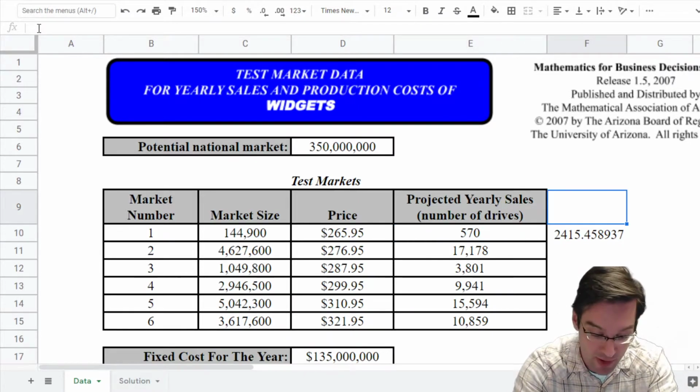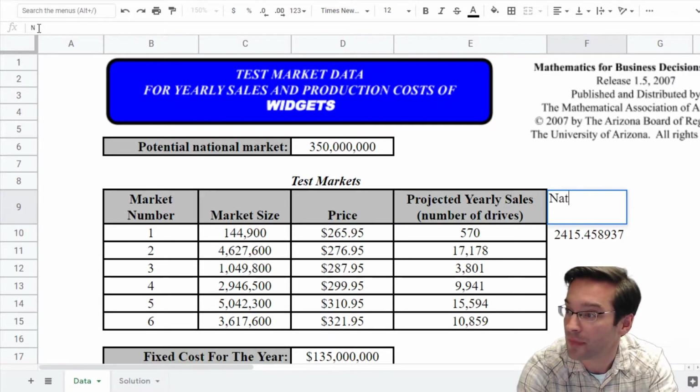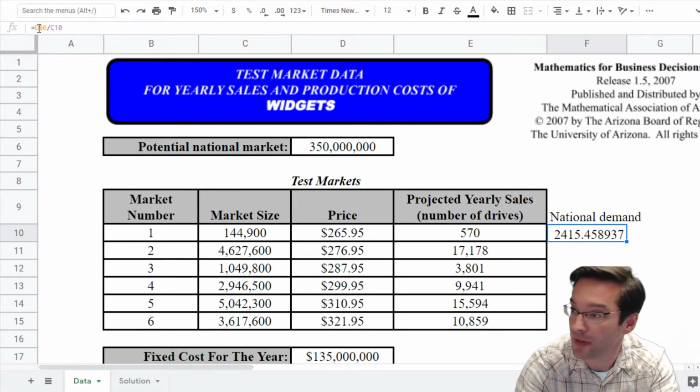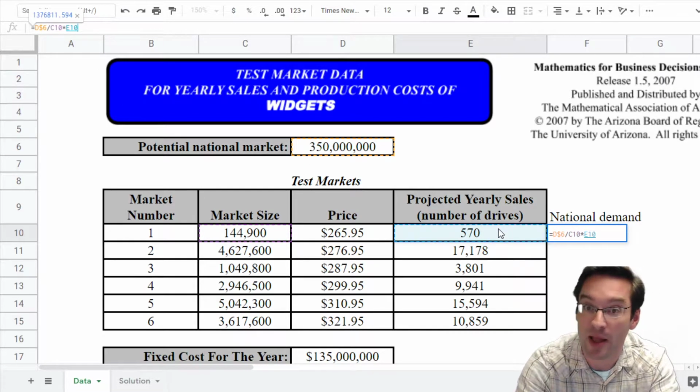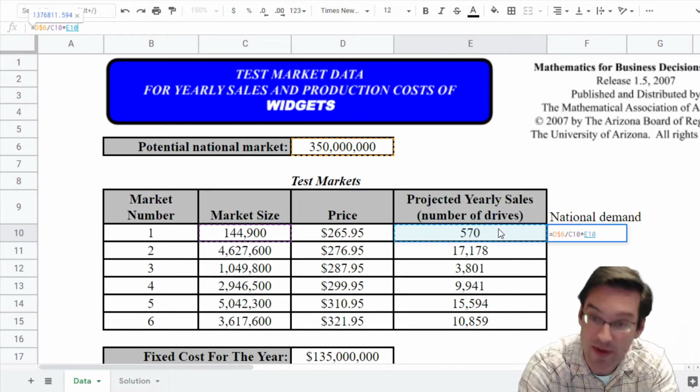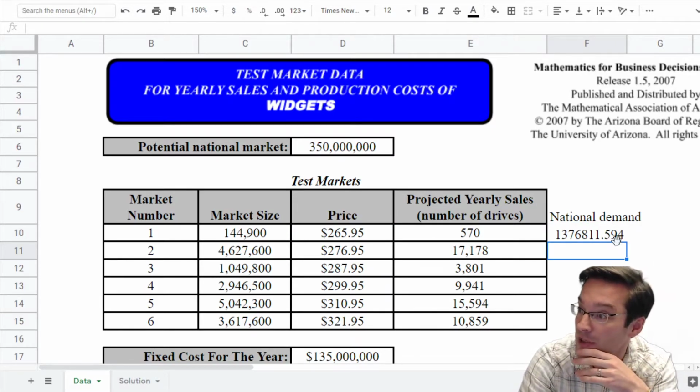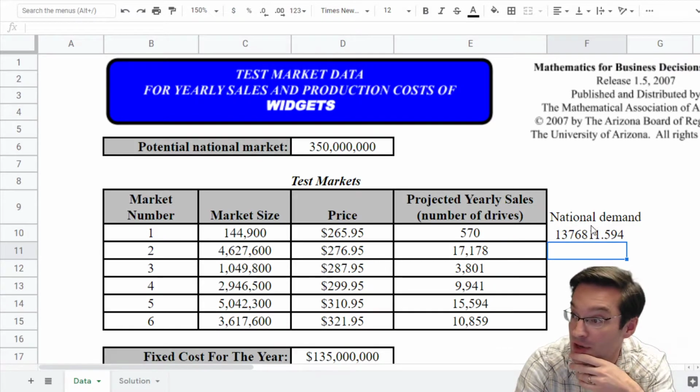So the national market demand, the amount of quantity I could sell in the national market, is that number multiplied by the number of sales, multiplied by this 570 that we saw in the test market. Okay. So I would expect to sell 1,376,811 units on the national market.